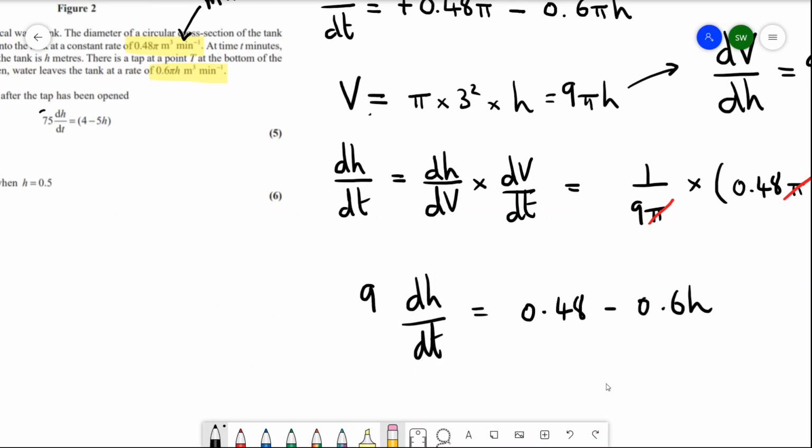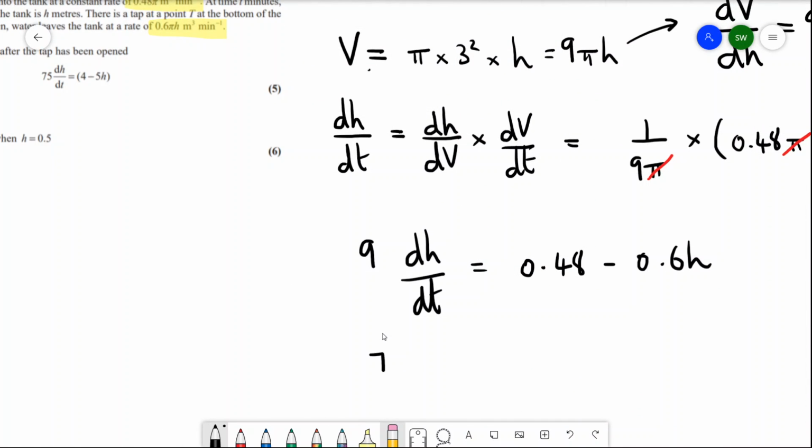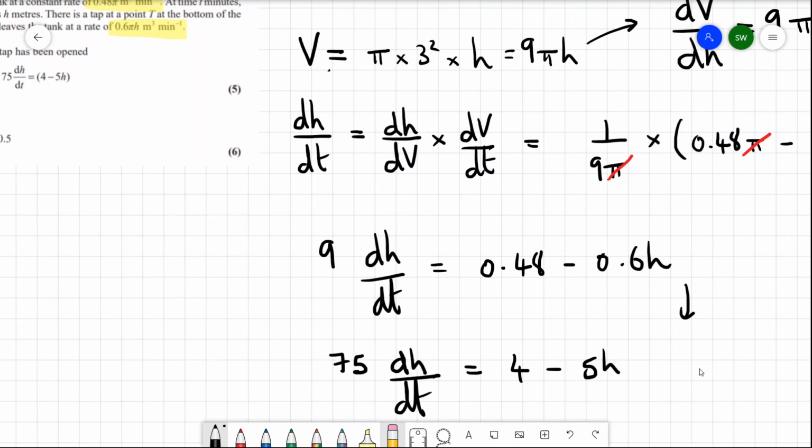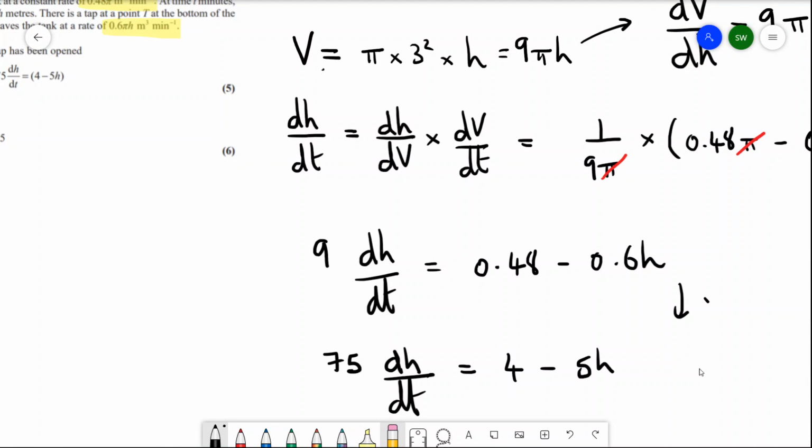Now we want 75 at the start in front of dh by dt, not 9. So I'm going to times through by 75 over 9. And if you do that, then you are going to have 75 dh by dt equals 4 minus 5h. So my step there was I times both sides by 75 over 9.